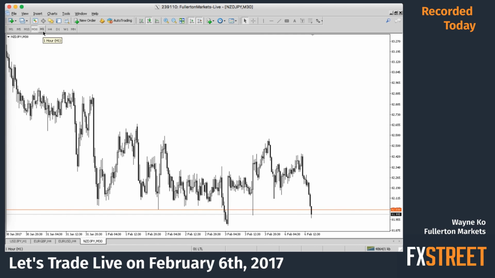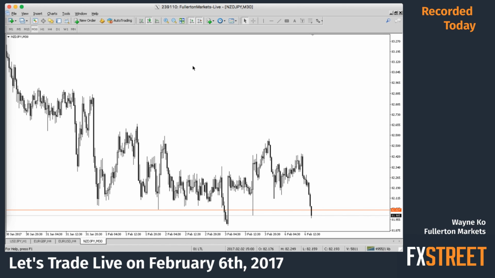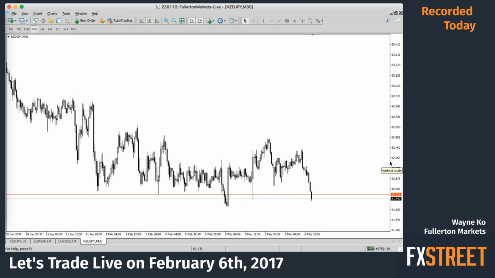So for M30, to me M30 and H1 are similar charts, because 2 M30 candles are equivalent to 1 H1 candle. So usually I just look at the H1 time frame instead of looking at M30. But never mind, that is just my preference. Since the request is to look at M30, I'll look at M30.